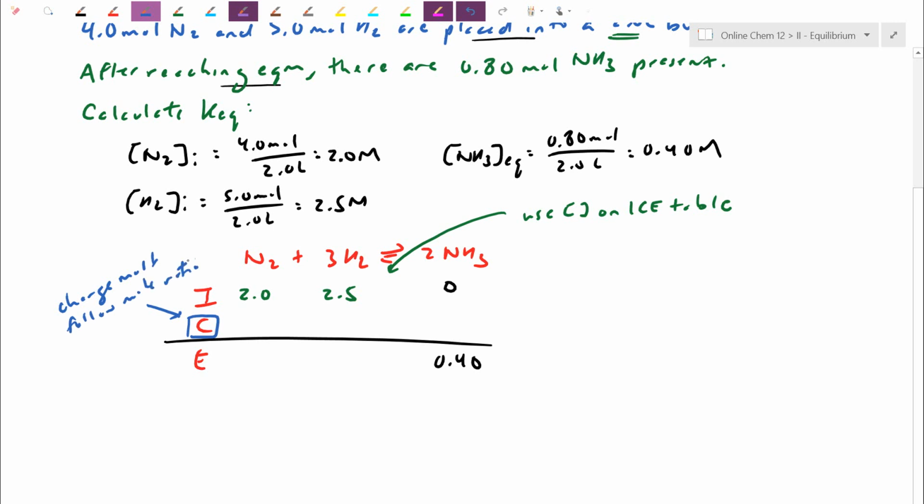Because the change line involves using the reaction itself, for every 1 N2 that reacts, it always reacts 3 times the H2. So in terms of the drop, the drop in H2 will always be 3 times as much as what the N2 is. Right? So that's one observation.